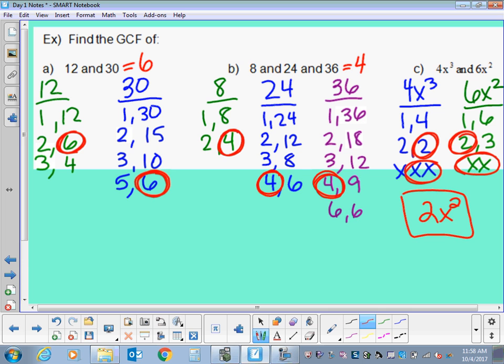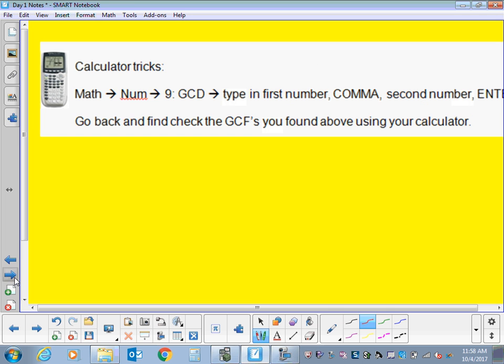Alright, all good on this? Alright, it's about to get real. This is your shortcut. Hate me later.